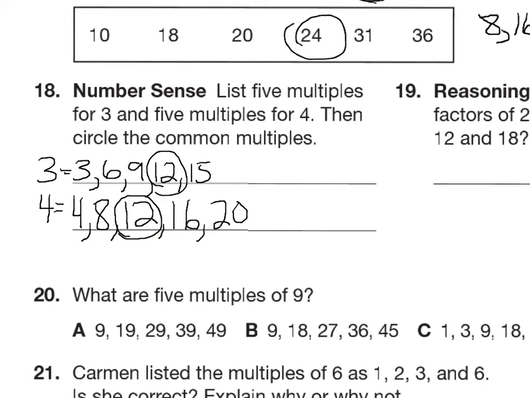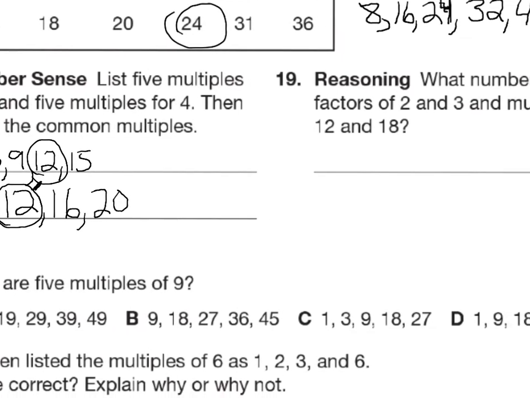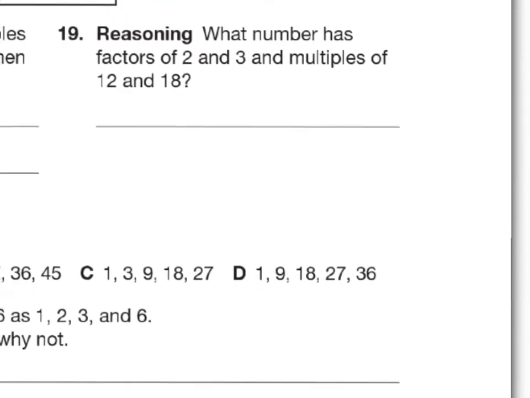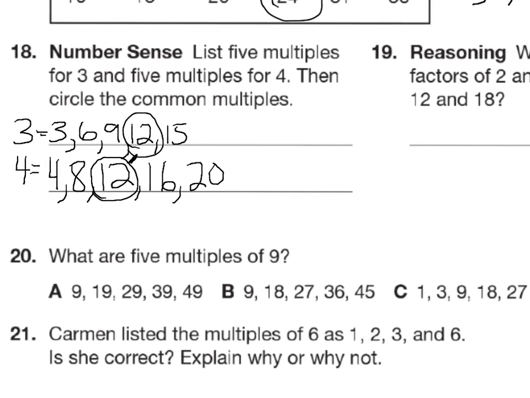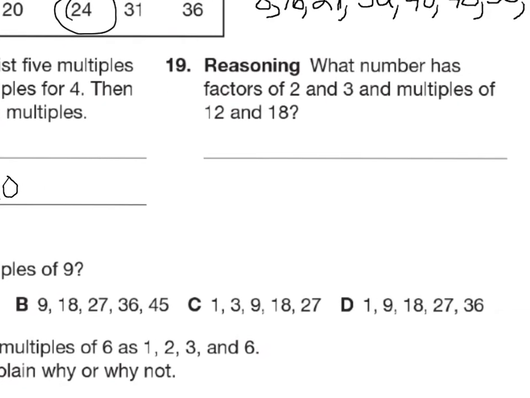And then do we have a 15? Nope. So 12 is the only common multiple. Alright, because remember, whatever it has in common means they have it the same.